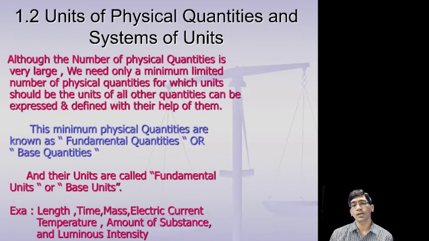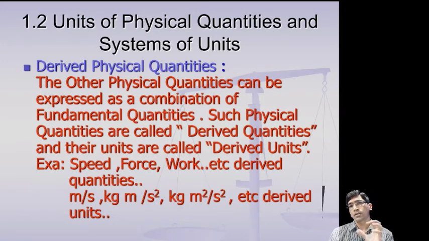So the minimum physical quantities are known as the fundamental quantity or base quantity. Their unit is known as the base unit or the fundamental unit. We can take the examples: length, time, mass, current, temperature, amount of substance, luminous intensity. Now, another point: this is known as the fundamental quantity. Now there are another two types of quantity out of so many quantities. They are known as the derived quantity and the supplementary quantity.